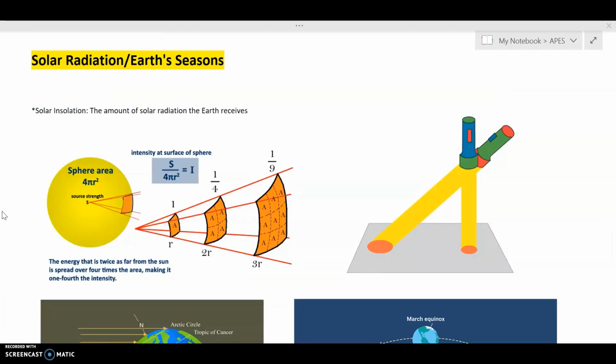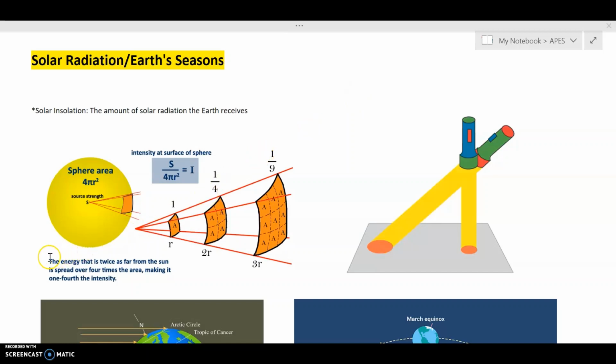Okay, solar radiation and Earth seasons. So solar insolation is a concept I want you to understand. It's pretty much the amount of solar radiation the Earth receives. Now, an easy way to understand solar insolation is to conduct a mini lab at your home. All you're going to need is a flashlight and a piece of paper.